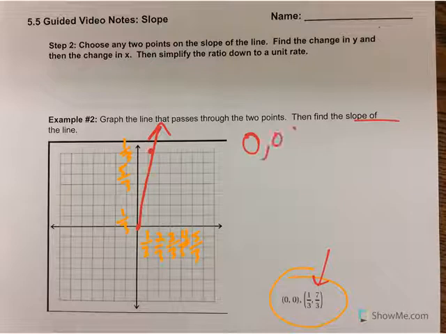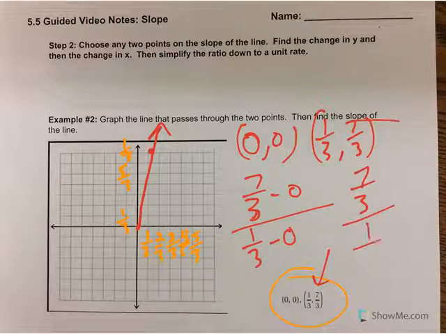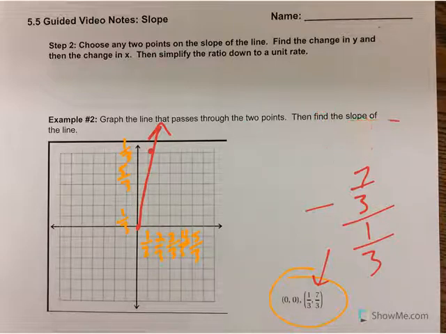So again, that's doing the subtraction, the change in y over the change in x. So I always would rather do minus 0. So I would have 7/3 minus 0 over 1/3 minus 0, which would give us 7/3 on top and 1/3 on the bottom. From here, we'll discuss this in class to clean this up. But from here, when we have slope, we can't write slope as 7/3 over 1/3. We can't have that complex fraction like that.